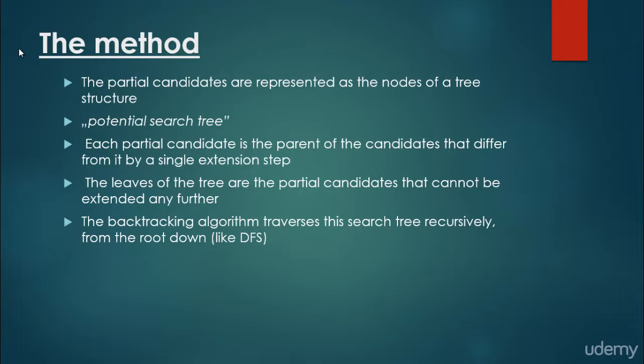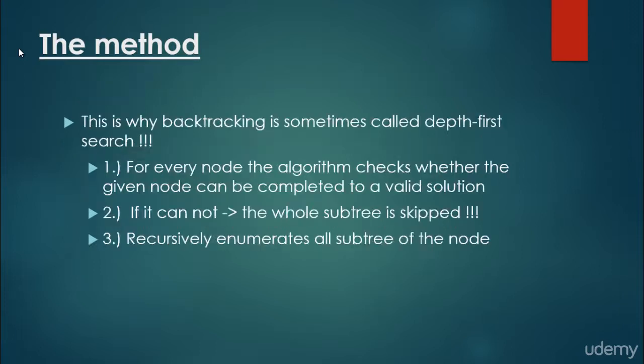So the backtracking algorithm traverses this search tree recursively from the root down, and this is a typical depth-first search. We have a graph and we try to traverse it. We could use breadth-first search or depth-first search, although there are several graph traversal algorithms such as iterative deepening depth-first search, A-star search, and so on, but depth-first search is very good for these kinds of problems, and backtracking relies heavily on depth-first search. So this is why backtracking is sometimes called depth-first search.